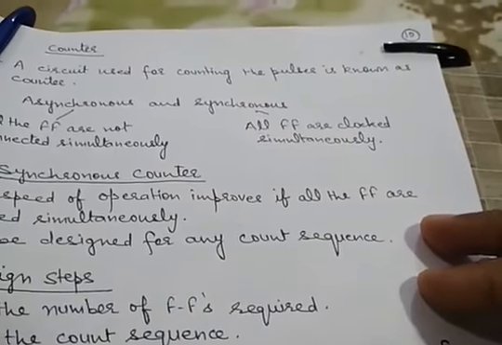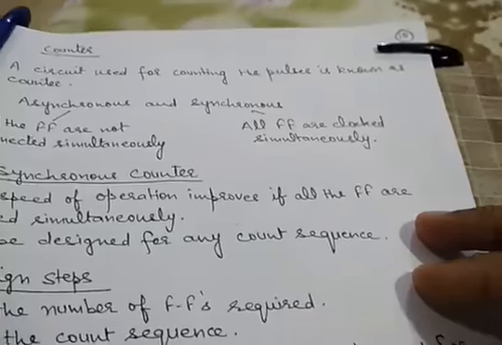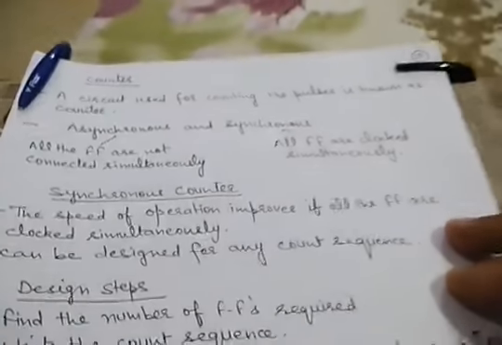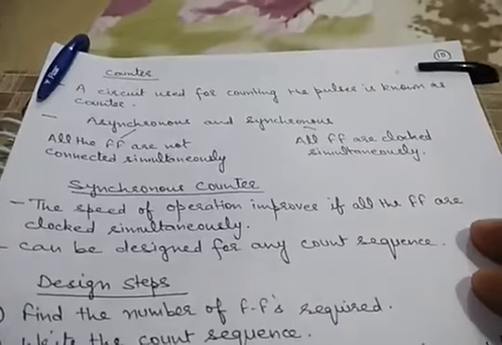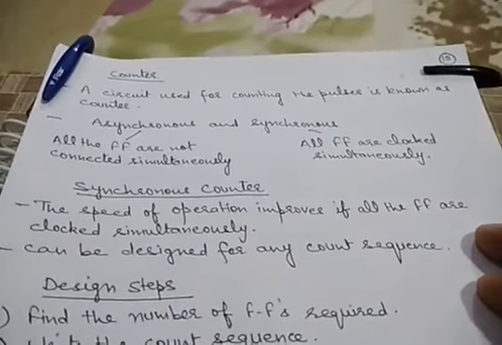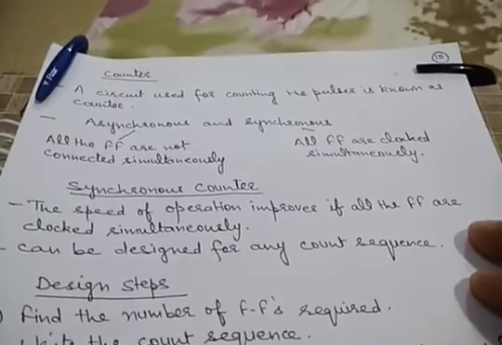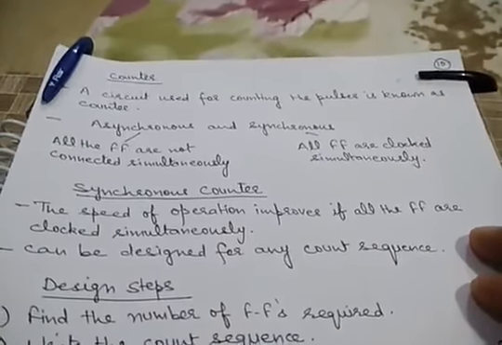What is a counter? A counter is a circuit which is used for counting the pulses. Here we are having any number of pulses like 0, 1, 2, 3, 4, or I want to count the number of students who are entering into a class. So I can apply a counter at that point. So here the counter can be of two types, asynchronous counters and synchronous counters.